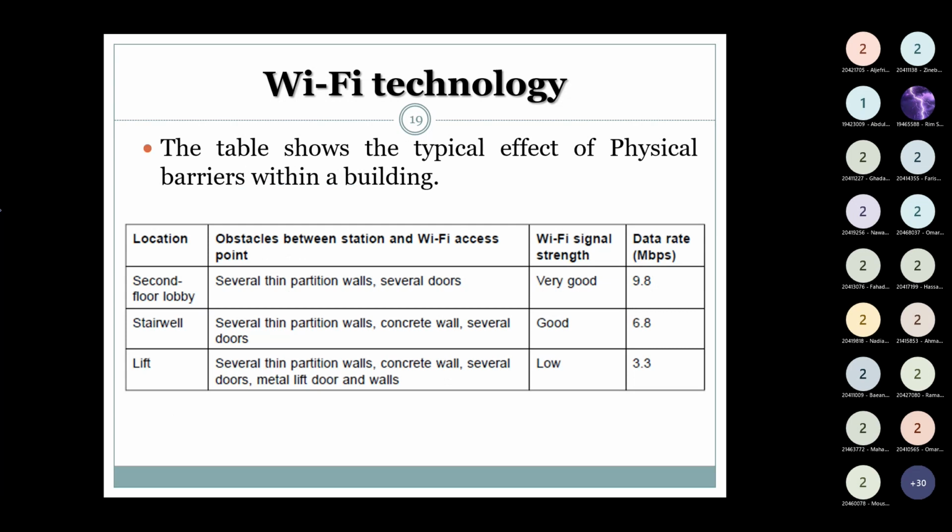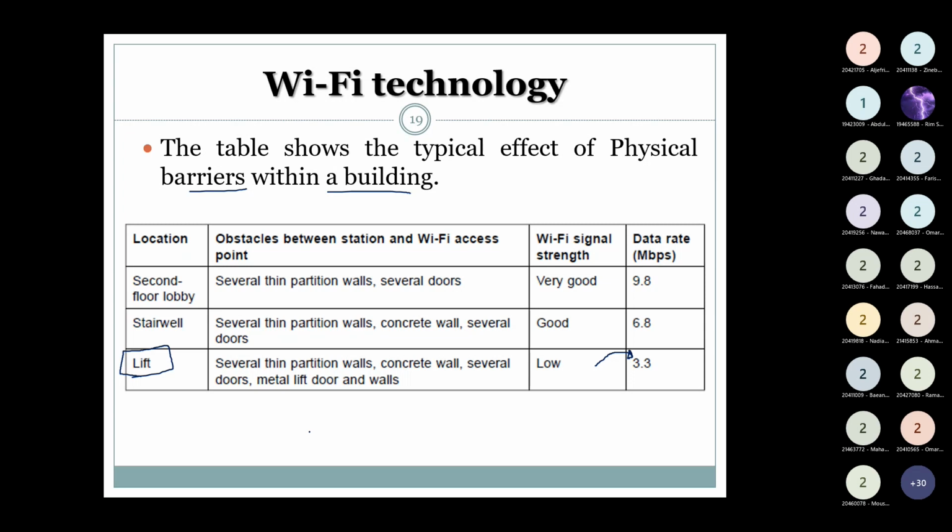So look at this table. This table shows the typical effect of physical barriers within a building. You can see if you are in the lift, you will have a very poor connection. The signal is very low and it will result in the data rate. So you will have just 3.3 megabits per second.